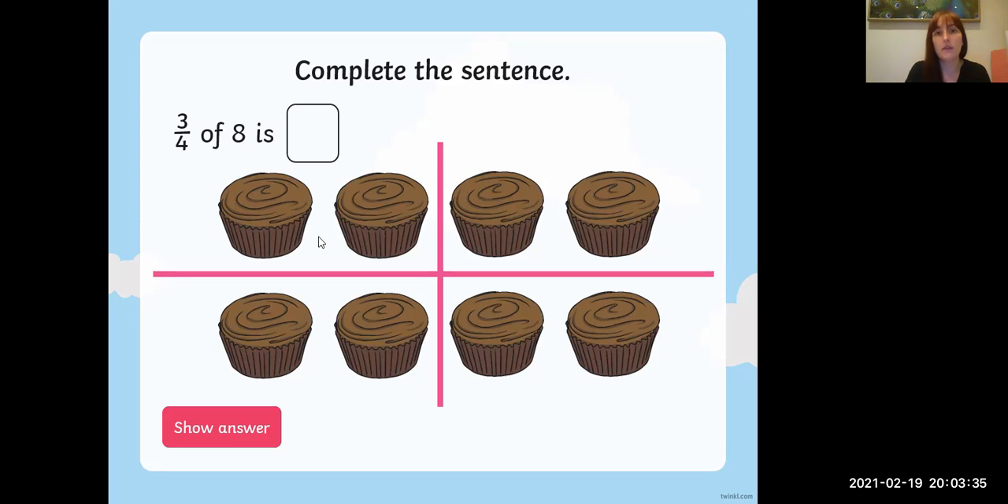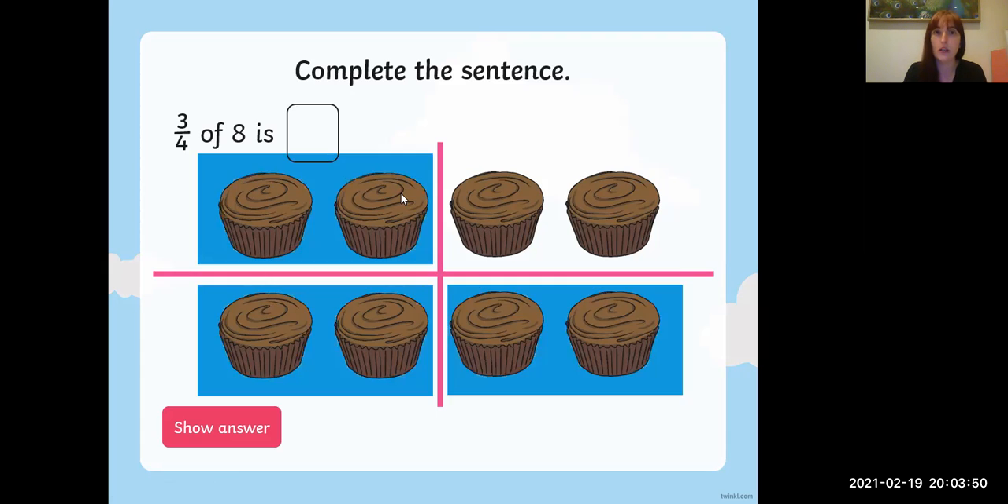Okay, so I've split it like this. Now, how many of those quarters do I need to look at? Look at the fraction again. My numerator says 3. 3/4. I want 3 of those groups. So I want to know how many cupcakes I have in these 3 groups. All right, 3/4. 1, 2, 3, 4, 5, 6. So 3/4 of 8 is 6.